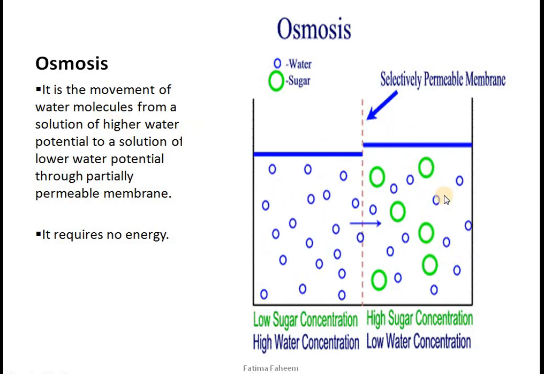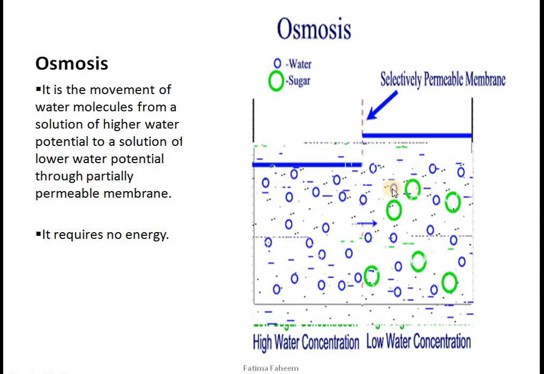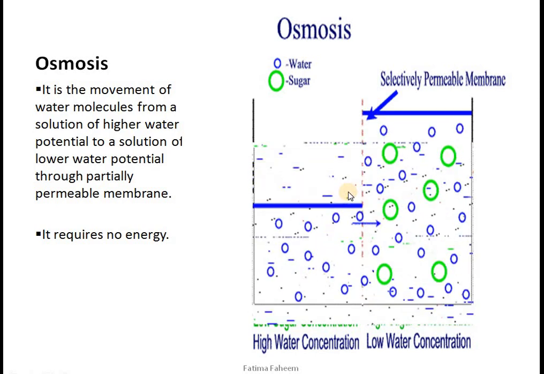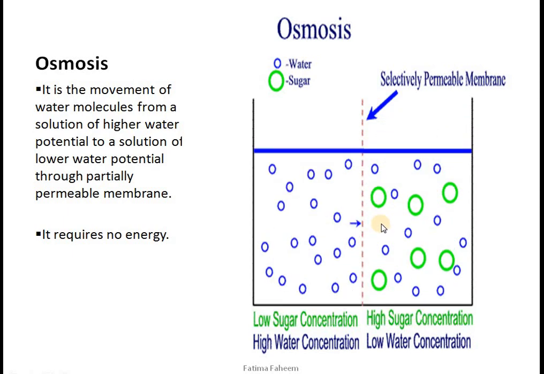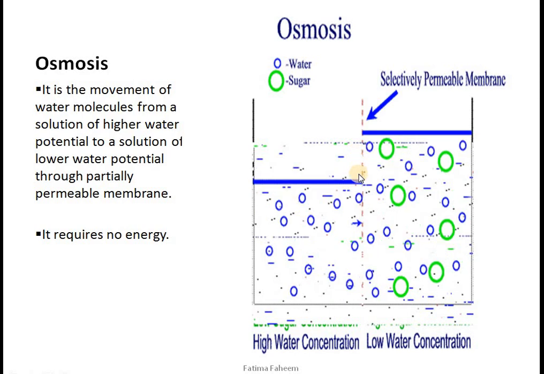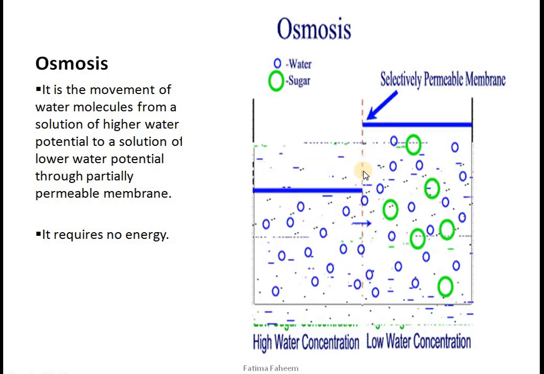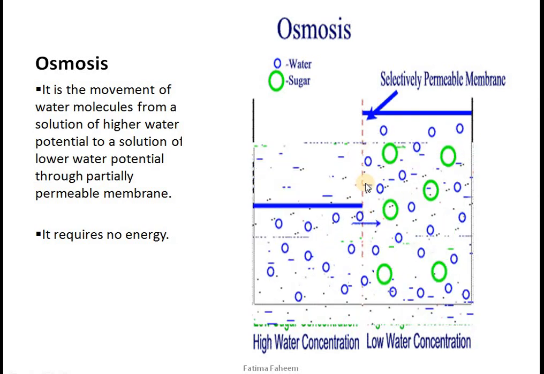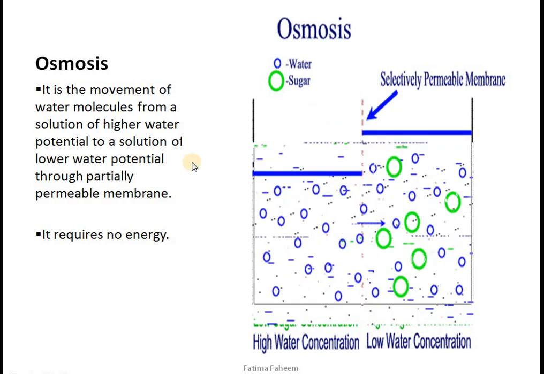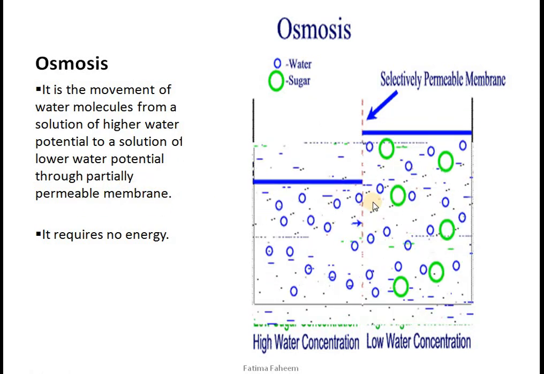If other molecules or particles are moving from a region of their higher concentration to a region of their lower concentration, that would be called diffusion, not osmosis. And that diffusion would not require energy like osmosis, nor will it require a partially permeable membrane, unlike osmosis. In osmosis, you need to have a partially permeable membrane.